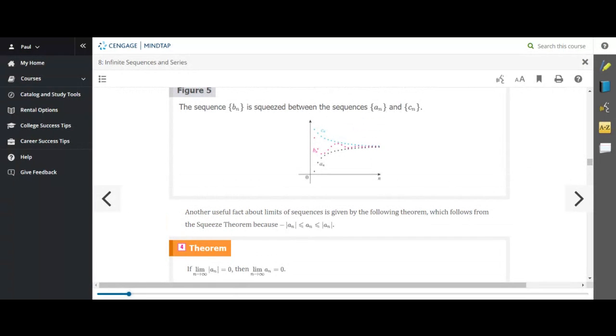Okay, let me show you figure 5 here. In figure 5, they have a picture of three sequences: a_n, b_n, and c_n. Does it appear that the sequences a_n and c_n have a limit, based on the figure there? Sure. They don't tell you what the limit is, but does it look like a_n and c_n have the same limit?